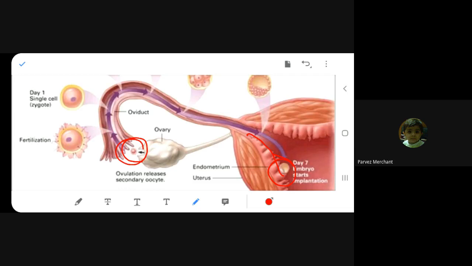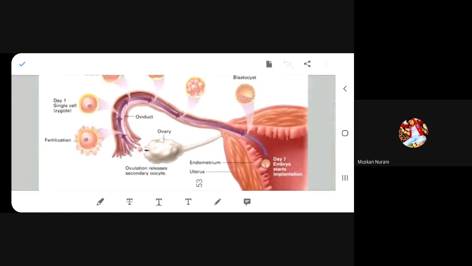It sticks to the uterine wall and takes all the nutrients from the mother's uterus. Because it is sticking to it, it reaches the blood capillaries. From the blood, it is getting the food. So the baby survives on the food given by the mother's blood. Do you understand? Yes, ma'am. Okay.